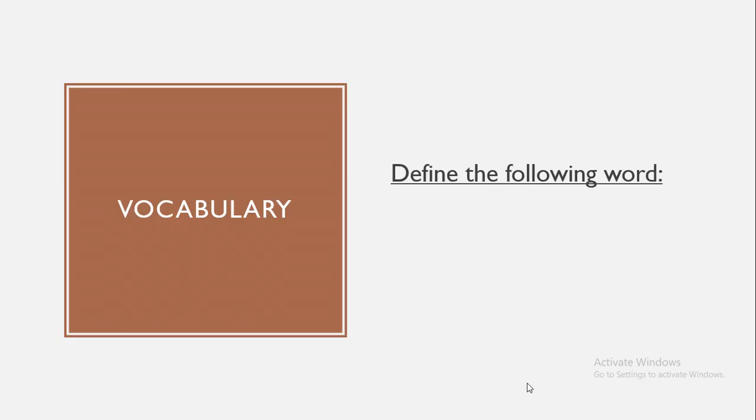But first, as always, going to start you off with some vocabulary. And so you just have one word today. You are going to define the following word. Your word today is vivid. Vivid is an adjective. So go ahead and take about 1 minute to define that and write it in your notes.